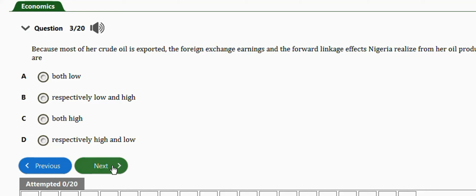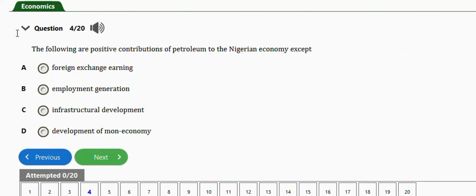Okay, next question says the following are positive contributions of petroleum to the Nigerian economy except foreign exchange earning, employment generation, infrastructure development, development of more economy. The right answer is option D. This is an exception. Development of more economy.